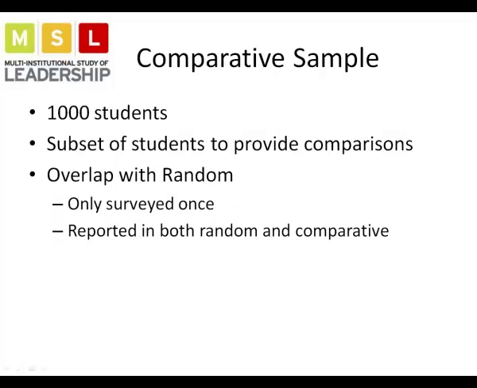Schools also have the option of providing a comparative sample. This would be a subset of your students that you want to designate for additional meaningful comparisons, such as students in a specific leadership program or RAs. Comparative samples are limited to 1,000 students. Because your random sample is randomly drawn from your school population, it is possible that some of your random students will also be part of your comparative sample. When this happens, the student will only get the survey once, but their data will be reported with both the random and comparative data.